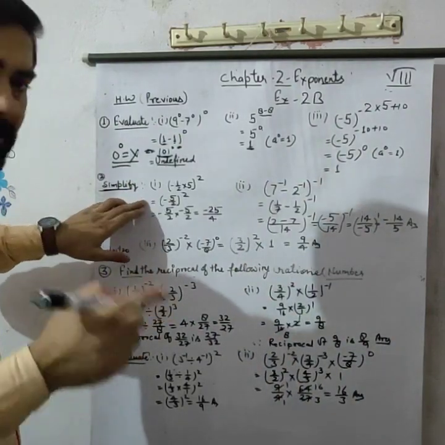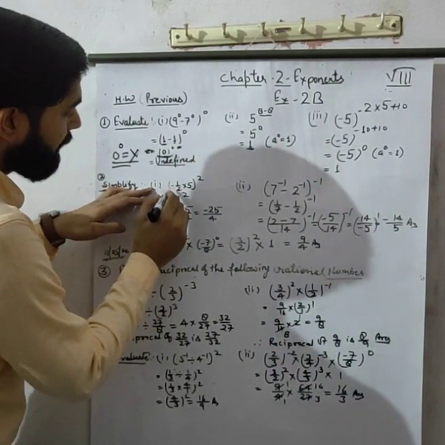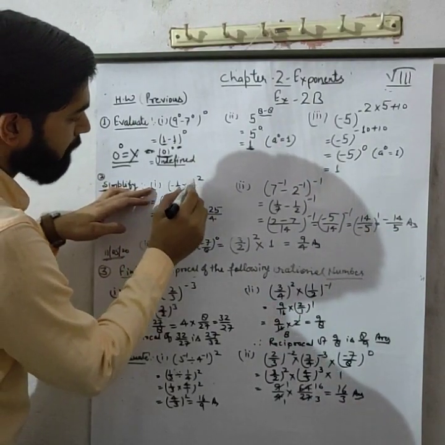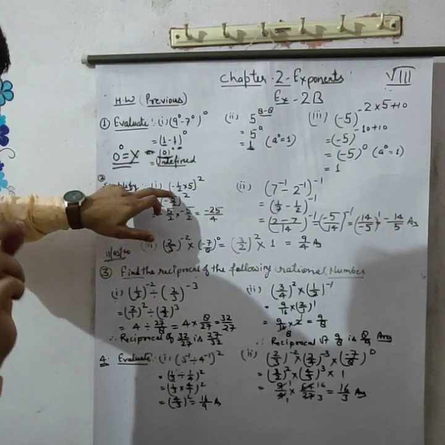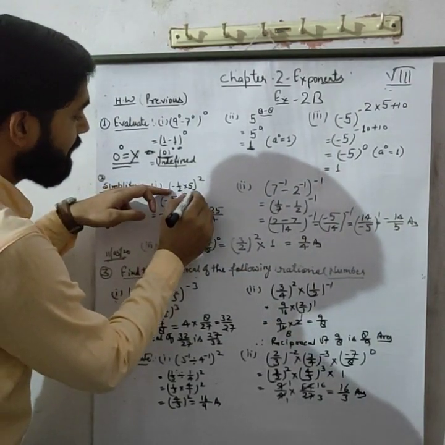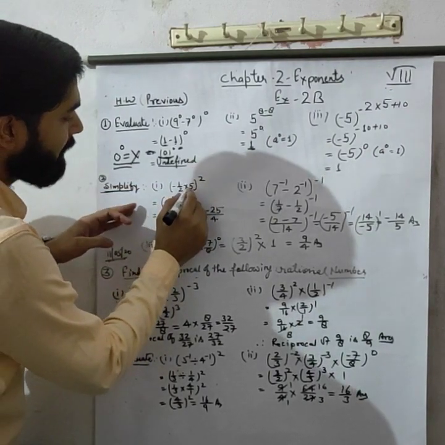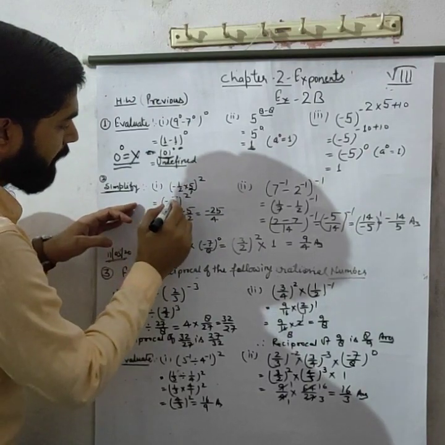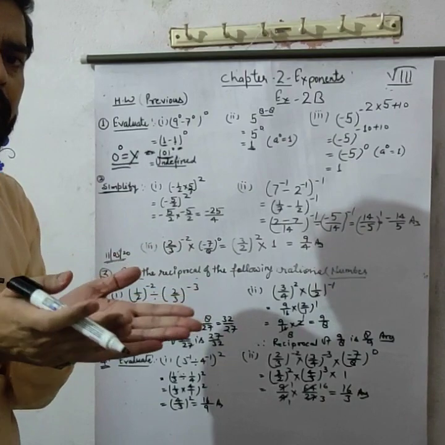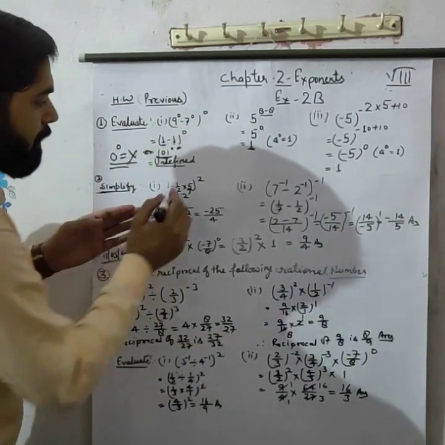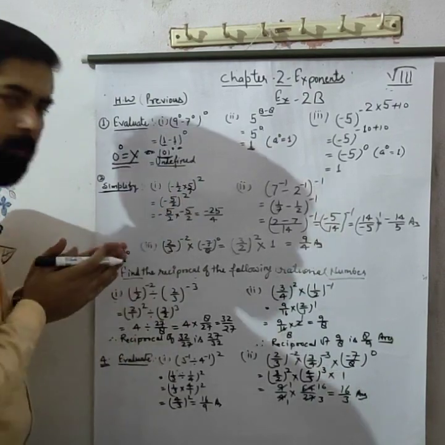Then the second question in the homework was simplify. In simplification, the first question is (minus 1 upon 2 multiplied by 5) raised to power 2. So firstly we solve the bracket. In the bracket is given minus 1 upon 2 multiplied by 5. You can write 1 here. Then minus 5. 1 and 2 and 5 are not divisible, so simply by multiplication, 5 ones are 5, 2 ones are 2. Then (minus 5 upon 2) raised to power 2.